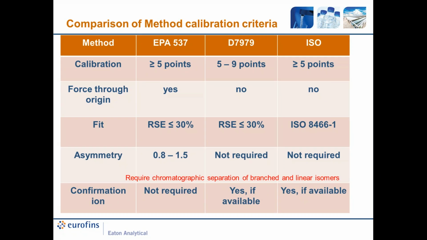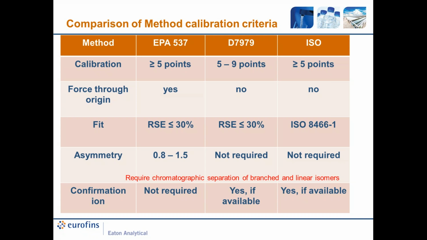EPA method 537 requires a force through the origin, and the other two do not. ISO refers to their calibration standard for checking the goodness of fit, and this calibration standard contains various options. We don't necessarily know what the lab is going to use. Method 537 includes an asymmetry check. ASTM and ISO do not.